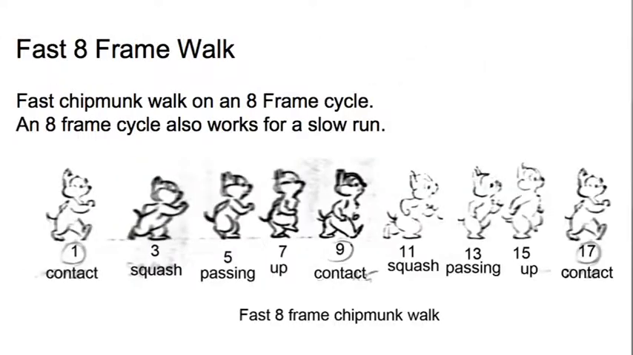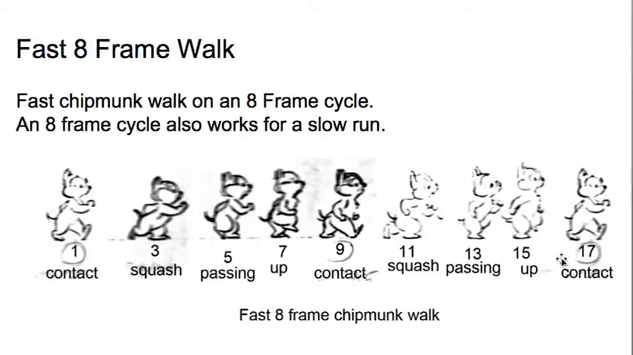Here's some examples of walks. Here's a nice chipmunk on an 8-frame cycle. This is from some old Disney stuff. And you'll see the key poses here: the contact, the squash, the passing, the up position, and then the contact again. So this is 1 step every 8 frames. This is what we always begin with, the contact position. That's the left foot contact. Here's the right foot contact, and we end up with the left foot contact again.